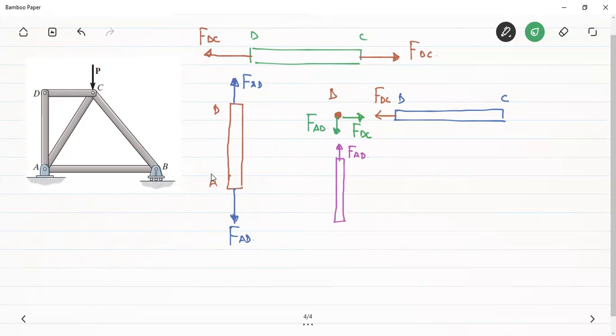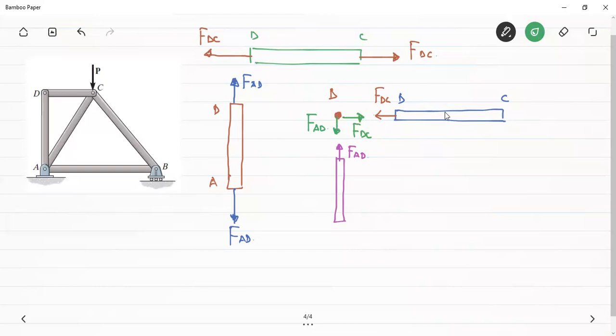Similarly, we can see this joint C. One more thing you can see is that if the member is in tension, then the forces on the joints will always be away from the joint. After understanding this concept, you can always initially assume that the forces on the joints are away from the joint. You can see that here clearly. This FDC is away from the joint.